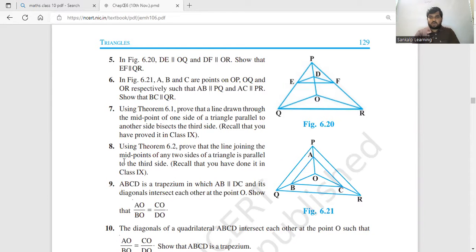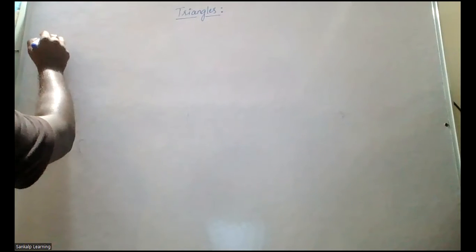Using theorem 6.1, prove that a line drawn through midpoint of one side of a triangle parallel to another side bisects the third side. This is basically the converse of the midpoint theorem that we are going to prove. Using theorem 6.1, that is the first theorem, BPT theorem, we have to prove that a line drawn through midpoint of one side of a triangle parallel to another side bisects the third side. Now this is the seventh one.